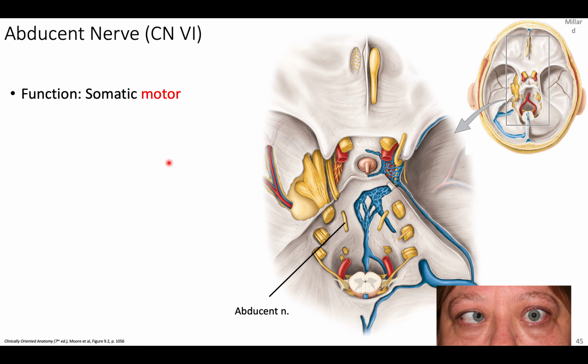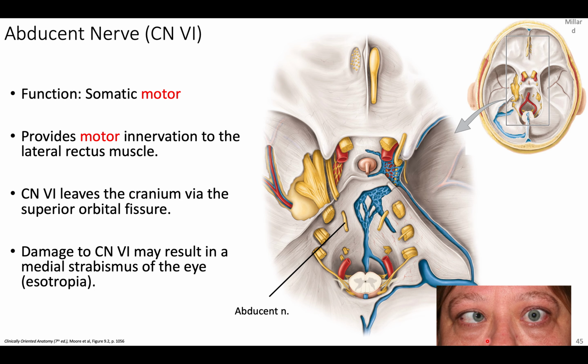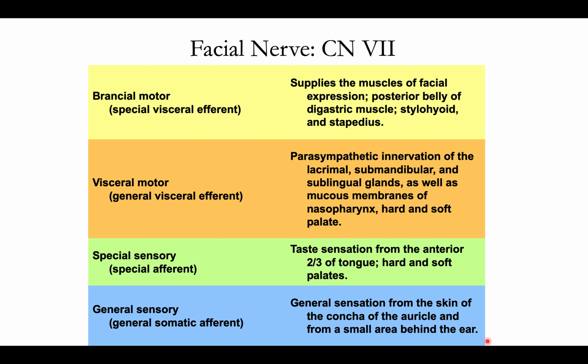Okay, abducens, that's going to be cranial nerve 6. So like we said, it can cause that medial strabismus. So facial nerve, cranial nerve 7. It's got a bunch of functions. It supplies the muscles of facial expression, as well as the posterior belly of the digastric muscle, the stylohyoid, and the stapedius.